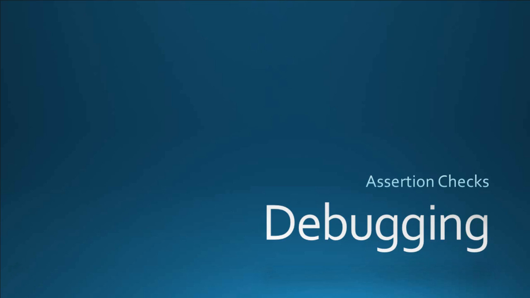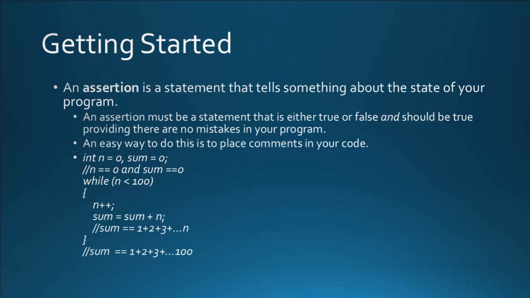And welcome back, folks, to our final lesson for debugging, which is assertion checks. So, getting started, an assertion is a statement that tells something about the state of your program. An assertion must be a statement that is either true or false, and it should be true, assuming there are no mistakes in your program.